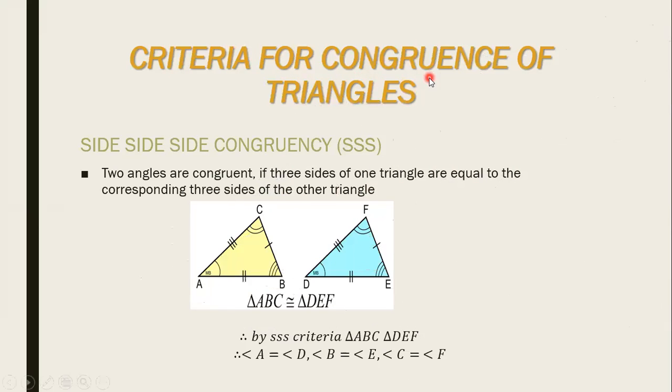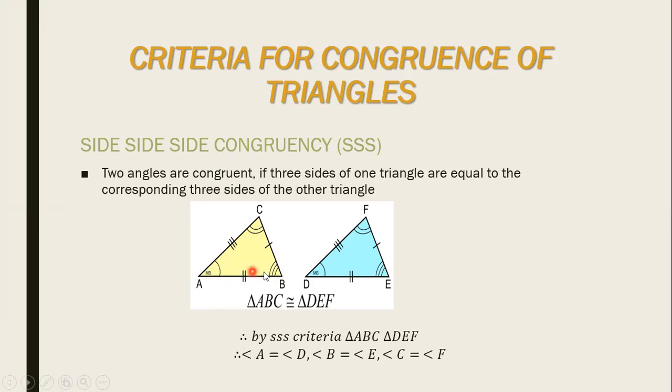Next, criteria for congruence of triangles. Here we have one rule, the congruency criteria. Congruence means what? Side, side, side congruency. Two triangles are congruent if the three sides of one triangle are equal to the corresponding three sides of the other triangle.